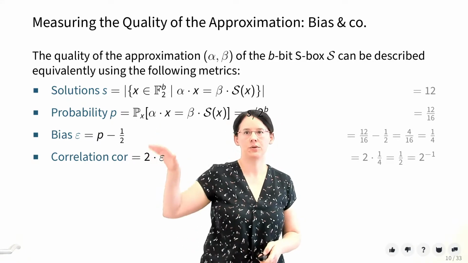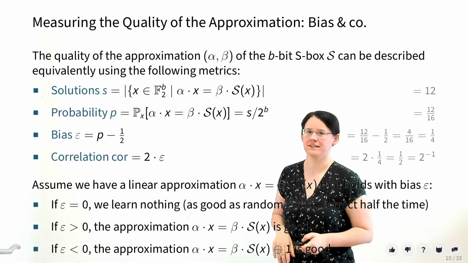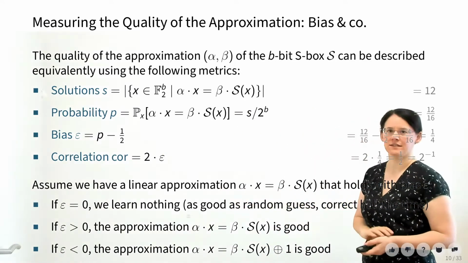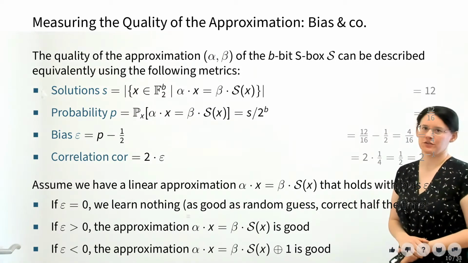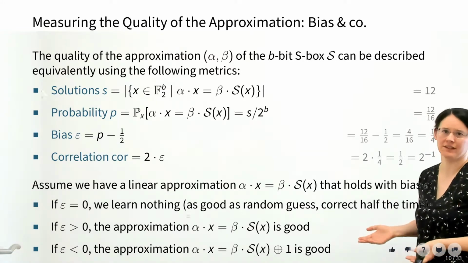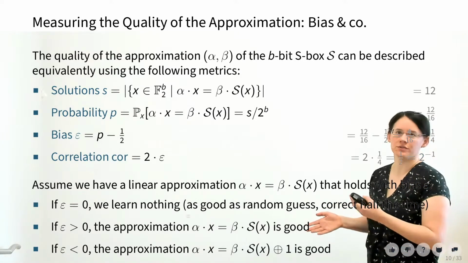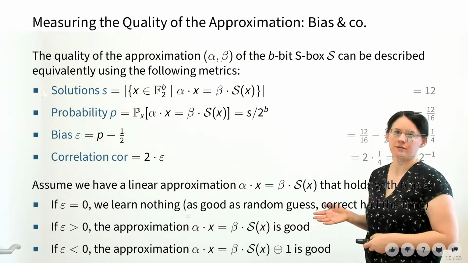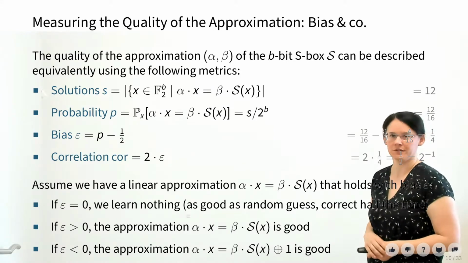And now what do correlation or bias tell us about the quality of a characteristic? I've already said it. If the bias is 0, then the approximation we have is just as good as random guessing. So it's correct half the time, it's wrong half the time, so we don't learn anything from it. If the epsilon, or also the correlation, is positive, it means it's correct more often than not, meaning this is a good linear approximation.